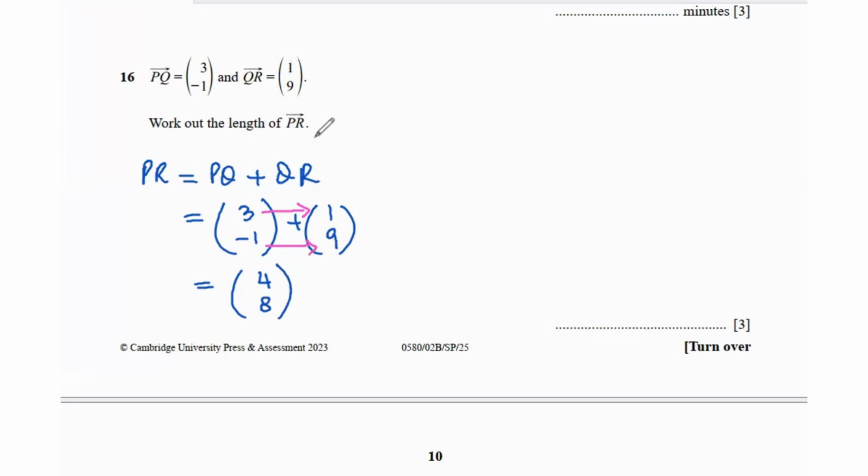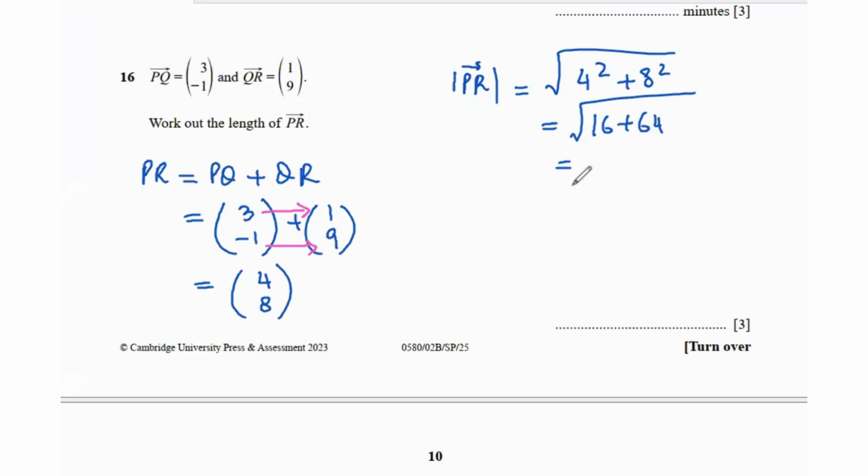Now it says the length of vector PR, which means the magnitude of vector PR. So that's going to be the square root of 4 squared plus 8 squared, which is 16 plus 64. And that is going to give us the square root of 80. That's the length of PR. Since we're not allowed to use the calculator, you can leave it as it is. If you want to prime factorize, you can, but I don't think that's required. You just stick to root 80. That should be enough.